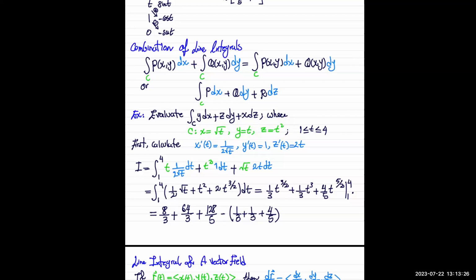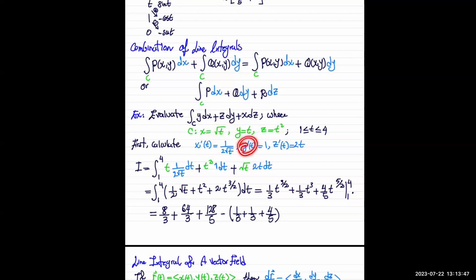Okay, so what you want to do first is to find the derivatives. Okay, you want to find dx, dy, dz. Dx is x prime dt. Find x prime. X prime is simply the derivative of x.